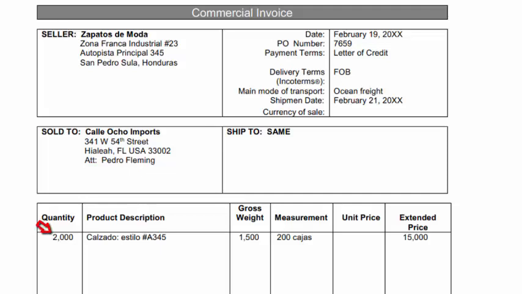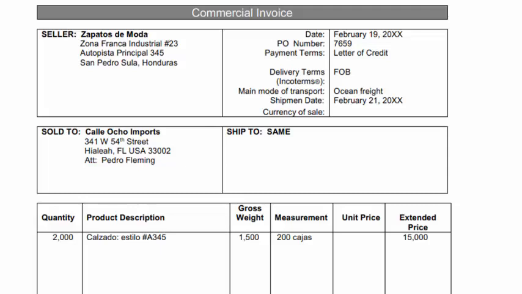Let's look at the body of the invoice. Quantity, 2,000. Well, 2,000 what? We don't know because the product description is in Spanish. Product description has to be in English. It happens to mean shoes. Calzado means shoes. So our quantity technically would have to be 2,000 pair of shoes.